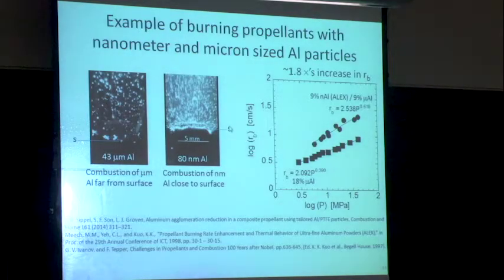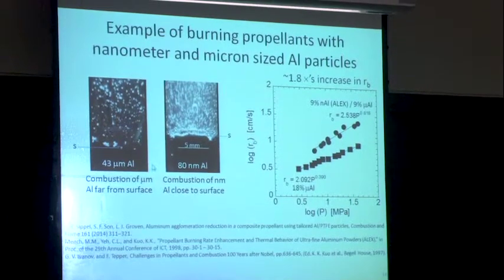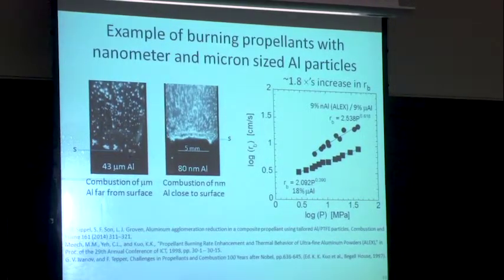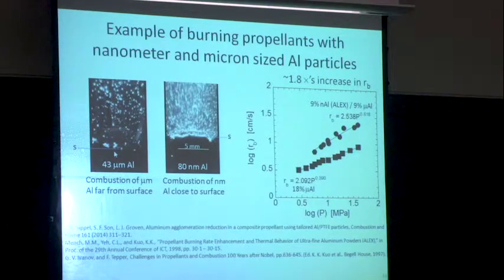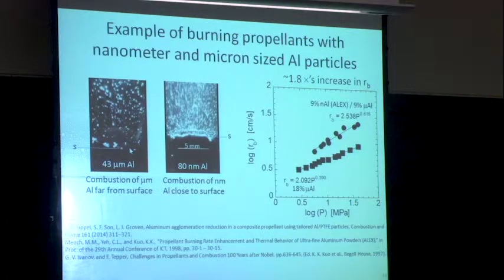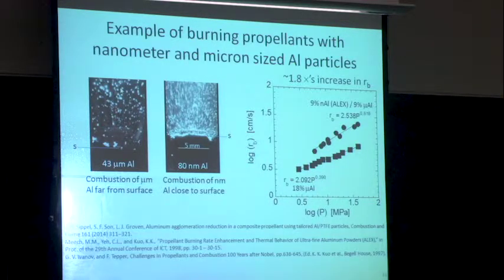I want to come back to the nanoparticles before I finish this one set of slides here. If I look at an AP composite propellant burning, and it has micron particles in it, this is a simple one-dimensional flame burning. What you see here is the aluminum particles come off the surface, and because they're large particles, the ignition temperature is higher. It takes a little while for the particles to ignite, and they burn further away from the surface. So depending on the heat feedback to the surface, the burning rate may not be as affected by the presence of large aluminum particles.